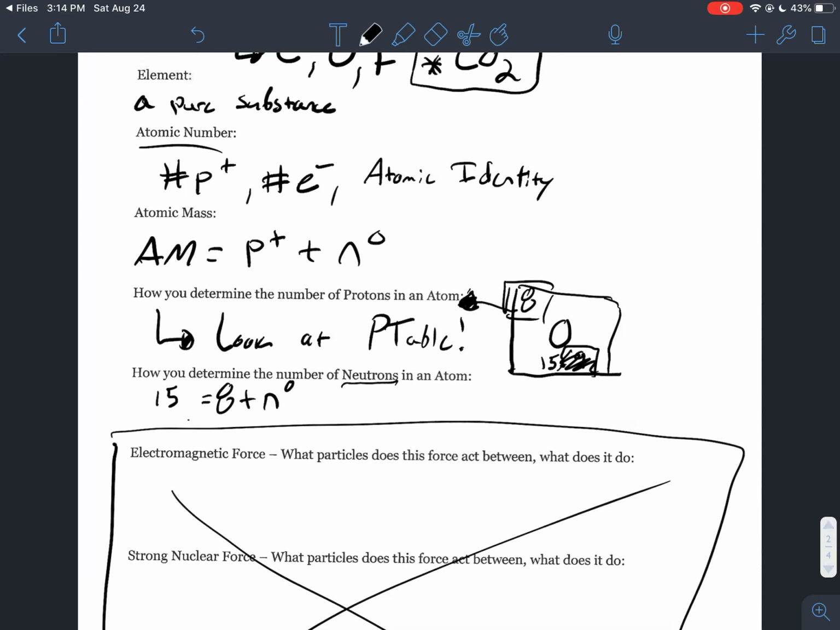Then I'm going to subtract 8 from both sides. 15 minus 8 is 7. 8 minus 8 is 0. That just leaves me with the number of neutrons. So that is how you solve number of neutrons. Write this with me, and we're going to box it in. Number of neutrons is equal to atomic mass minus protons. All right? That's all there is to it.